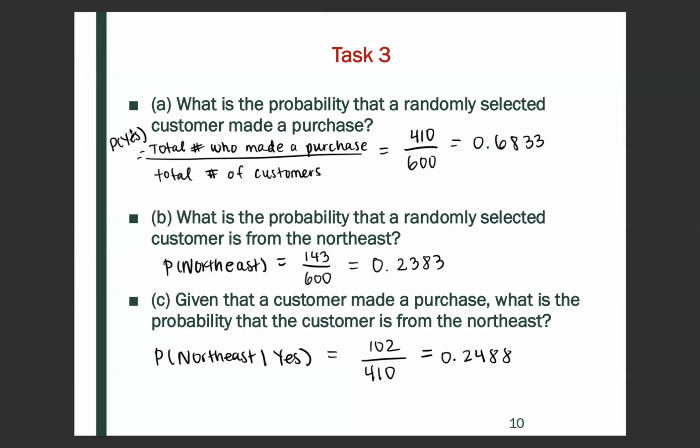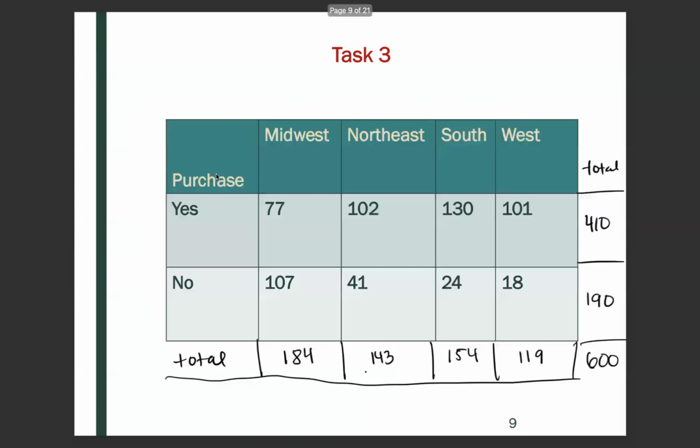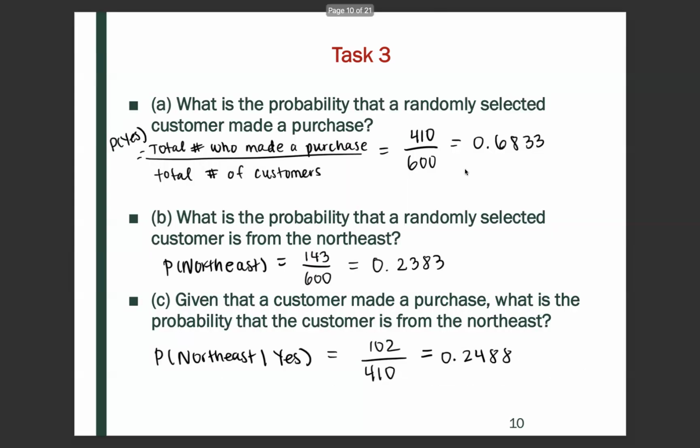So we're looking at the probability of yes, which equals the total number of people who made a purchase divided by the total number of customers. The total number of yeses is 410, and the total number of customers is 600. So we would do 410 divided by 600, which gives us 0.6833. So that's the probability that a randomly selected customer made a purchase.